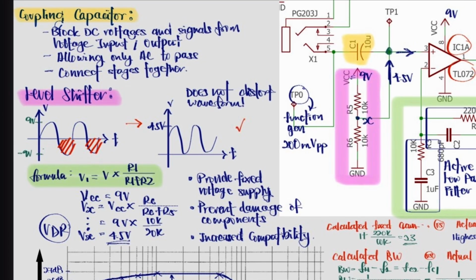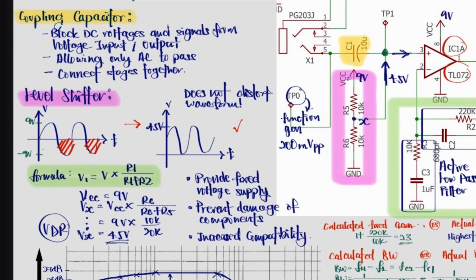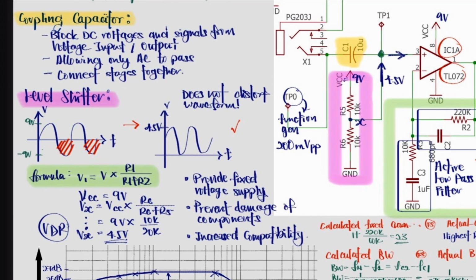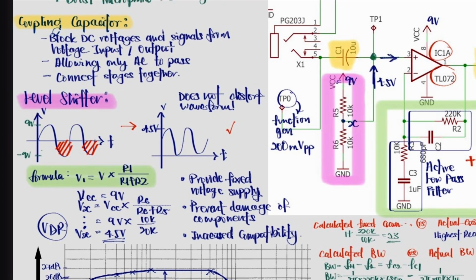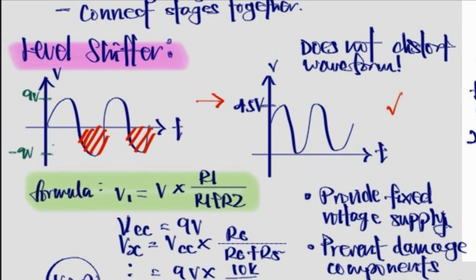The single supply mode will cause the negative side of the waveform to be cut without a level shifter. The level shifter fixes the waveform distortion and prevents the negative part of the waveform from being clipped abruptly by moving the waveform upwards. This is before and after applying a level shifter. Additionally, a fixed voltage supply is helpful because it prevents damage to components.